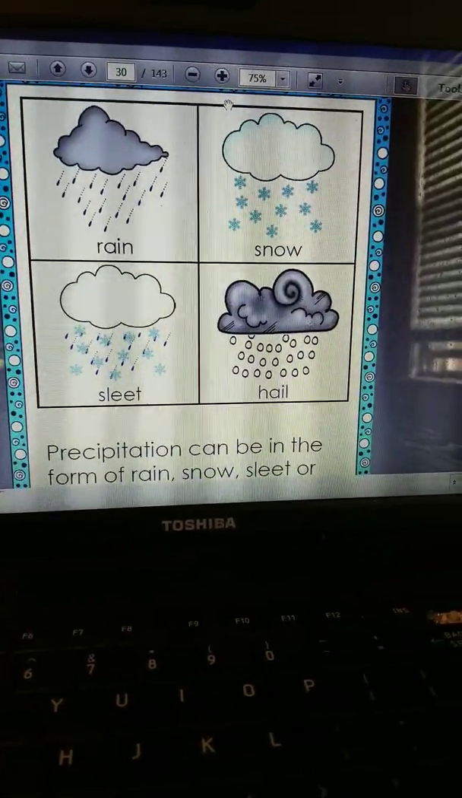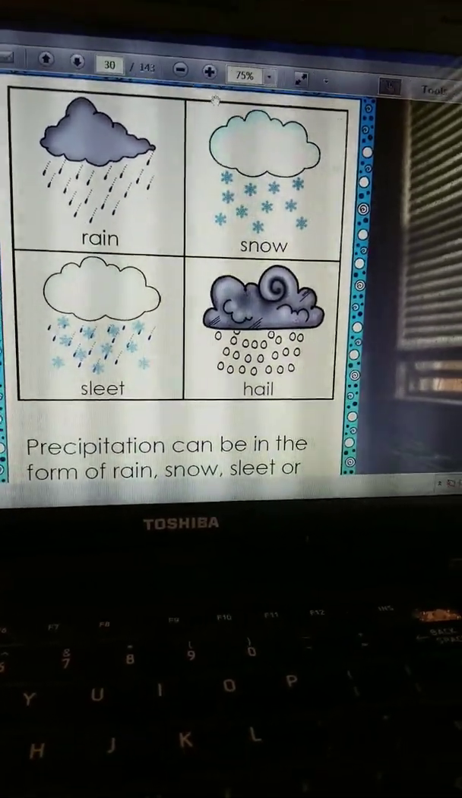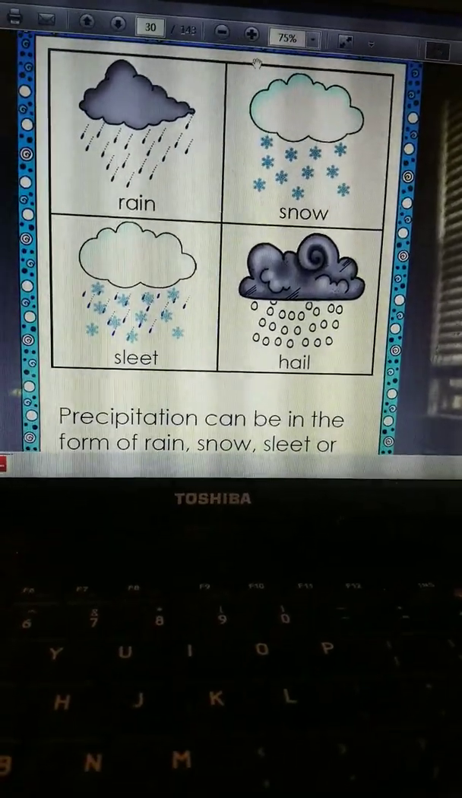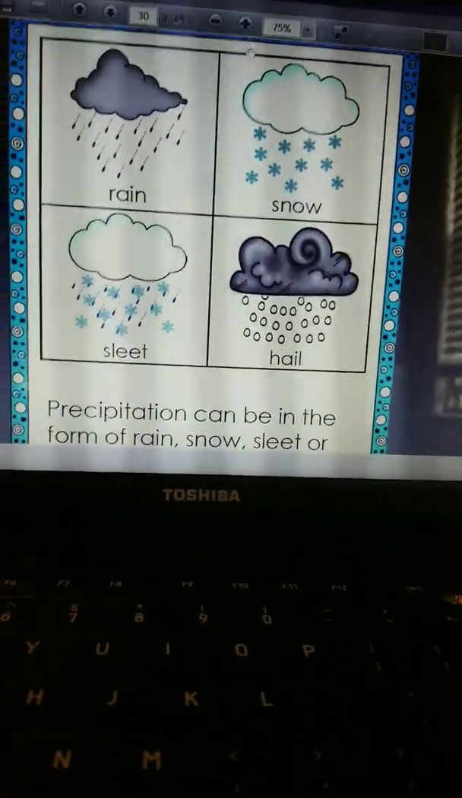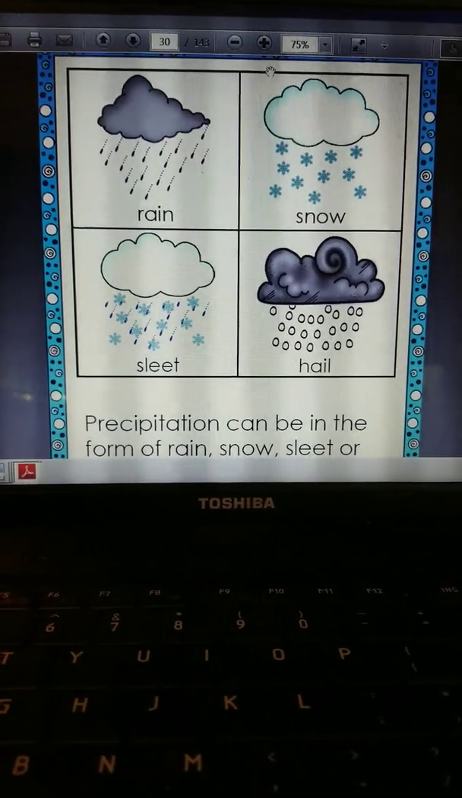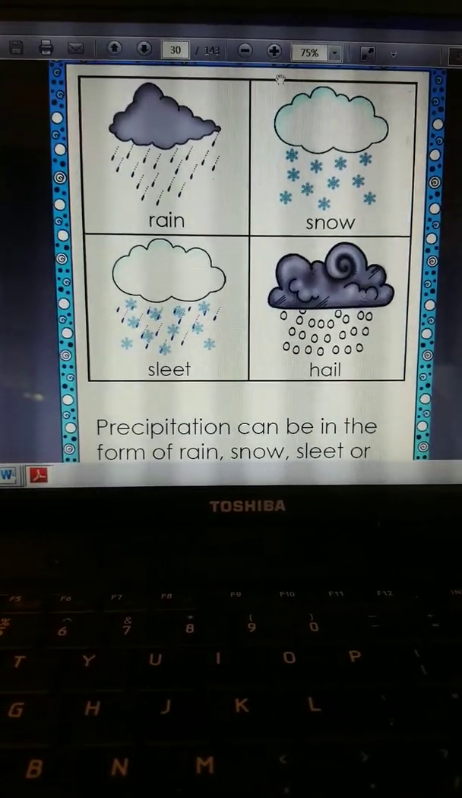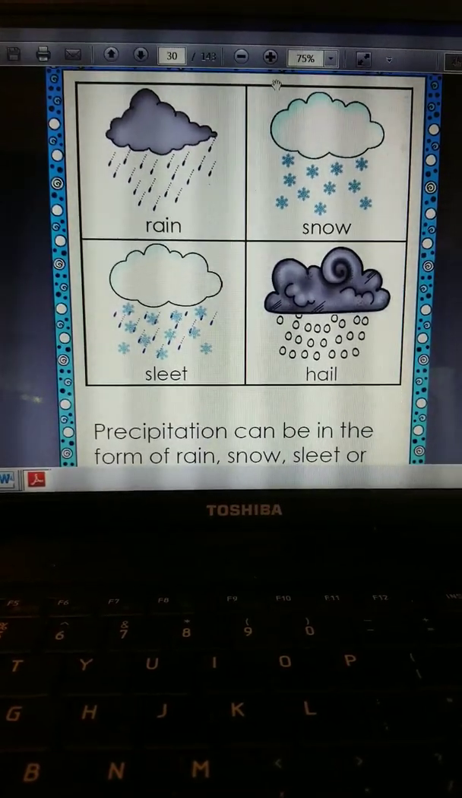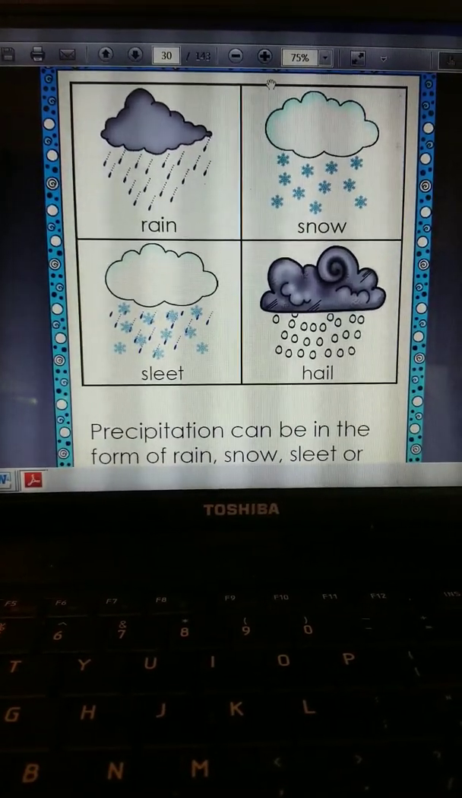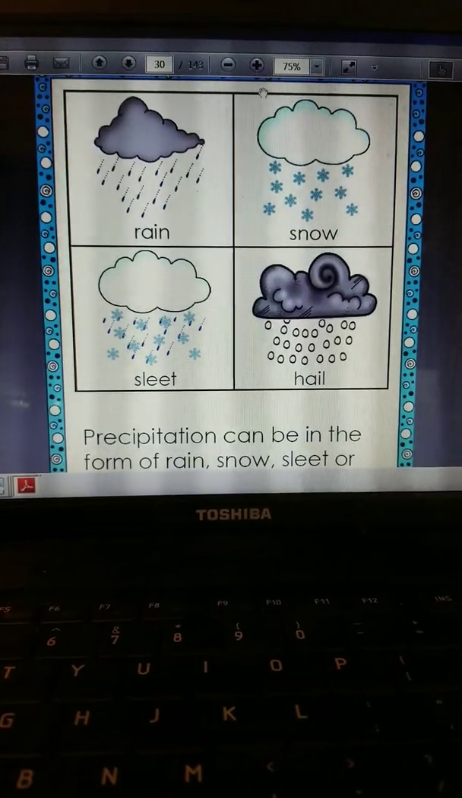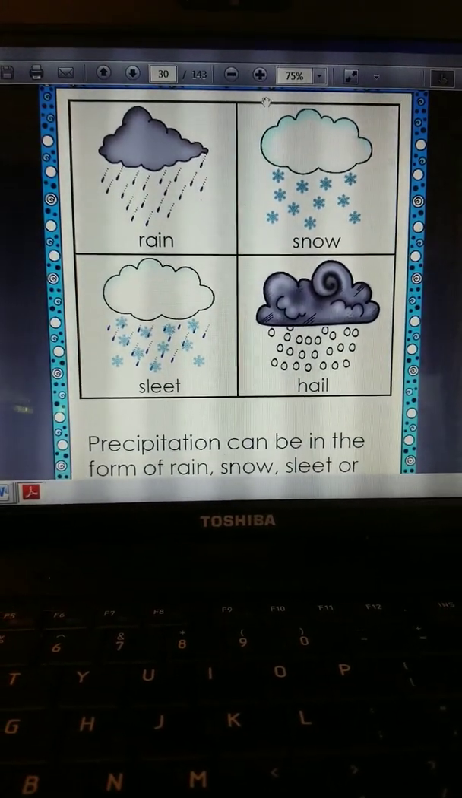Here are different forms of precipitation. We have rain, snow, sleet, and hail. Well, when do we see these forms of precipitation? In the spring and summertime, when the air is warmer, when water droplets fall back down from the clouds, they come down in liquid form. They come down as rain.